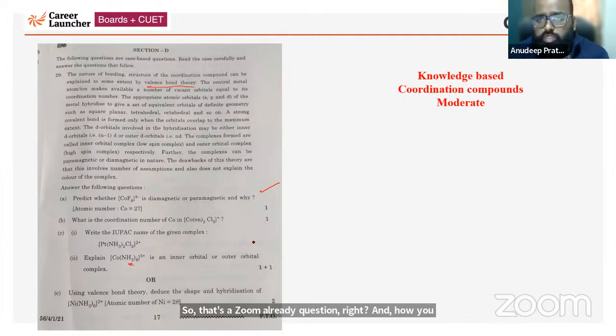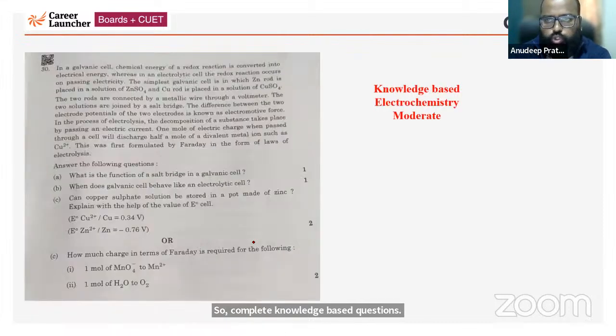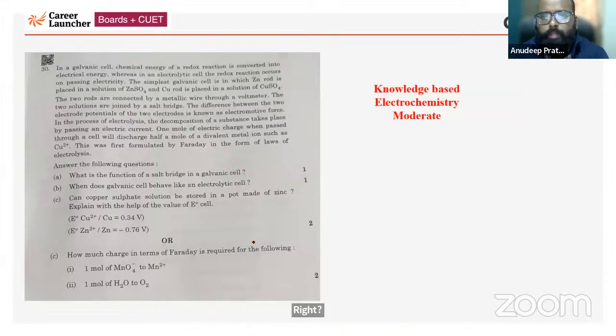Coordination compounds also have around two questions, but whatever the two questions given, he has given very solid, concrete, knowledge-based questions, right? So kind of hard and moderate questions only are given from coordination chemistry.